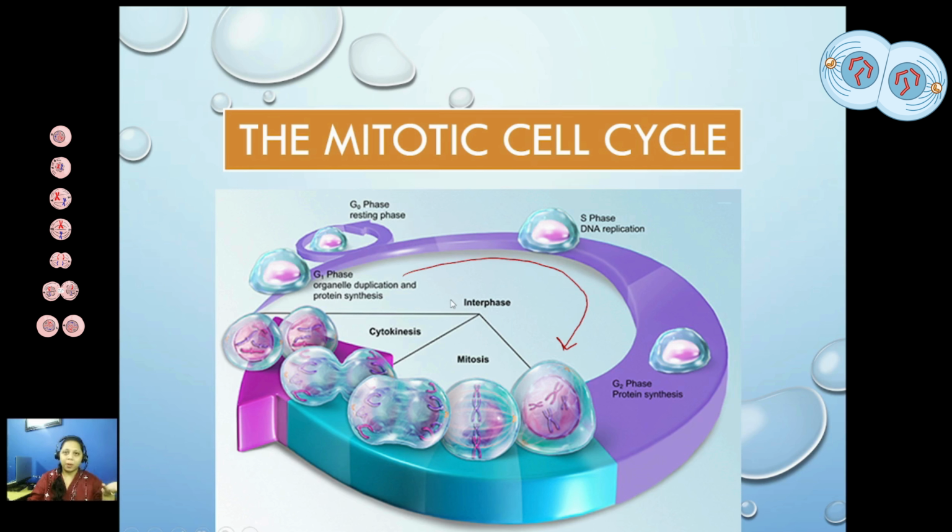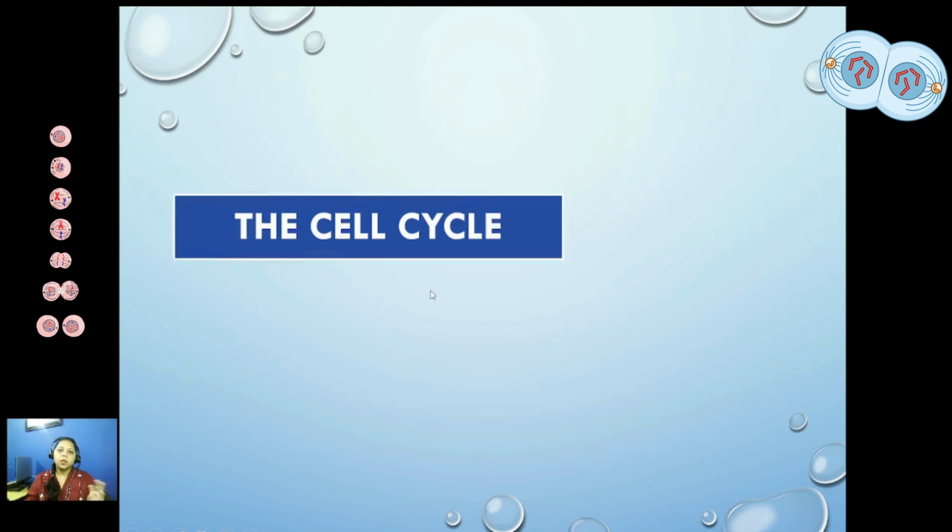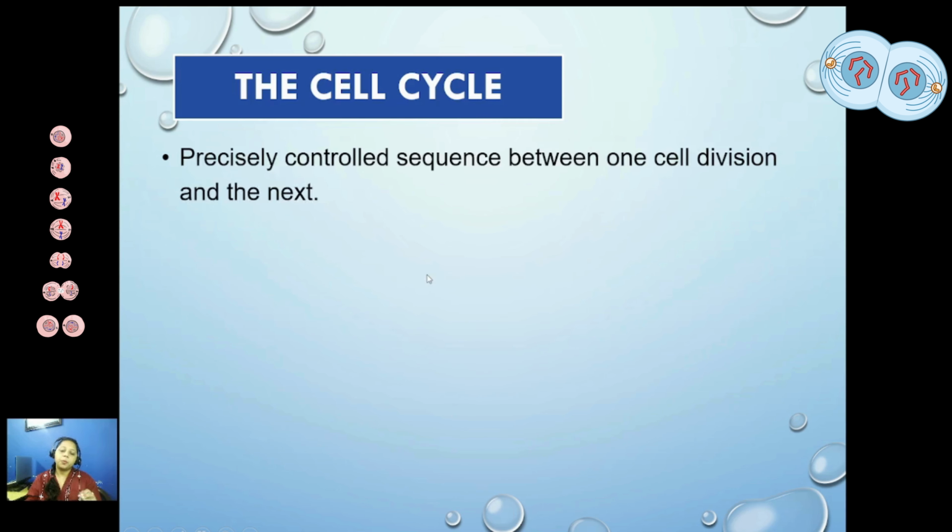Here DNA replication takes place, so it needs to occur very carefully. So the very first one is that it is a precisely controlled sequence between one cell division and the next, because here it has time to prepare itself. There are certain phases of it which we are going to discuss.